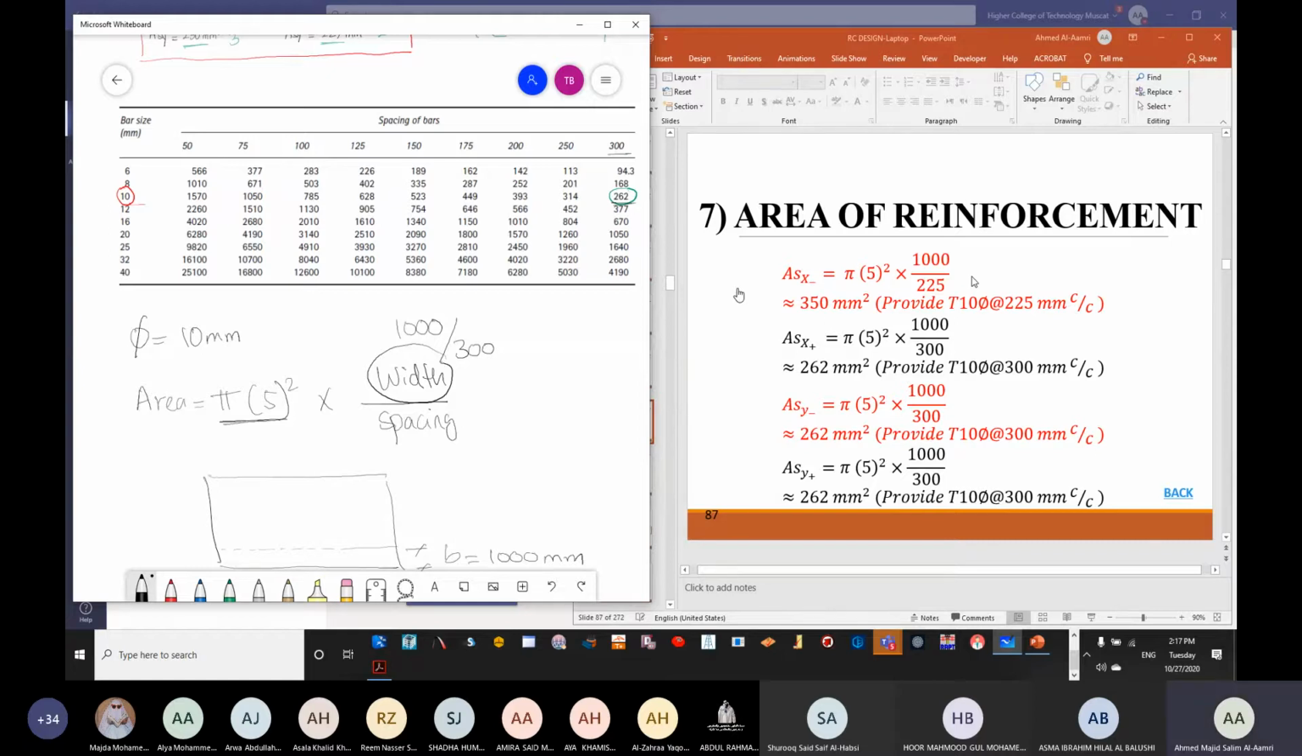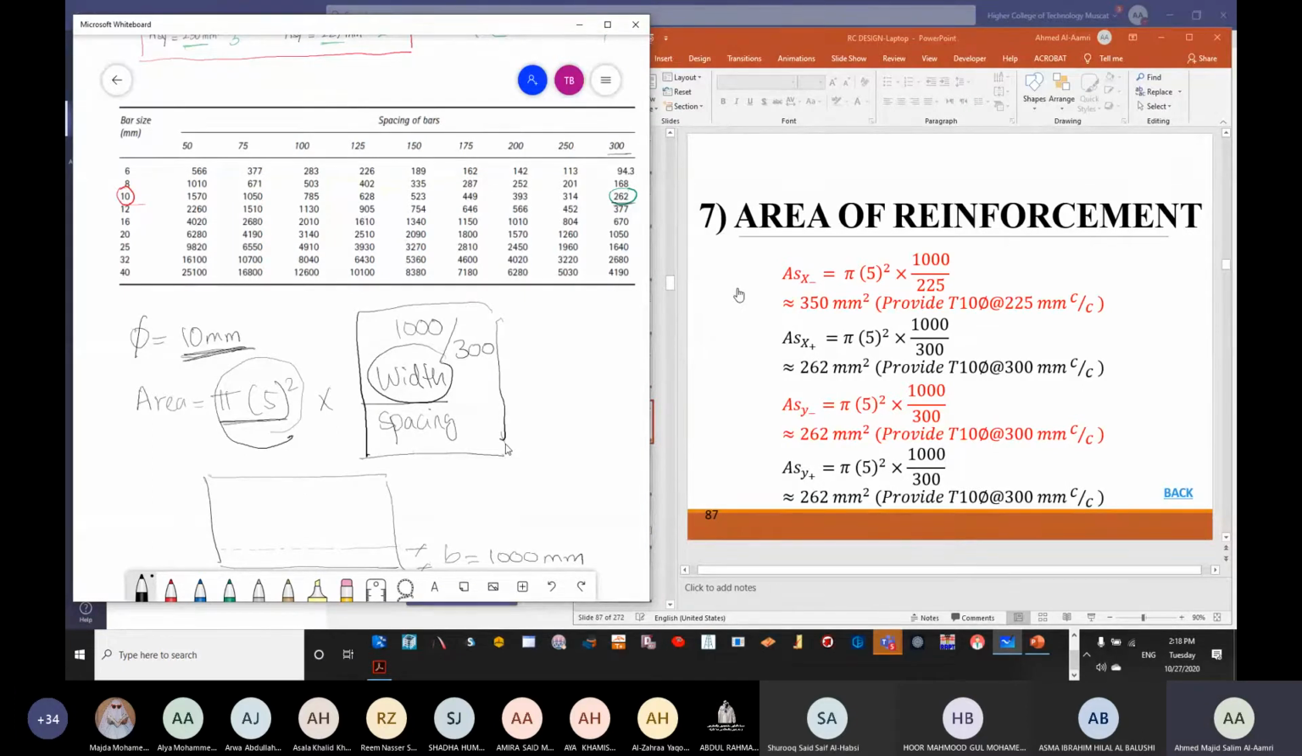Once again, the area of the bars is equal to the area of 1 bar. So we have a bar of 10 millimeter. So the area of 1 bar is πr², so π times 5 squared. In order for me to know the total area, we need to know the number of bars. The area of 1 bar multiplied by the number of bars.